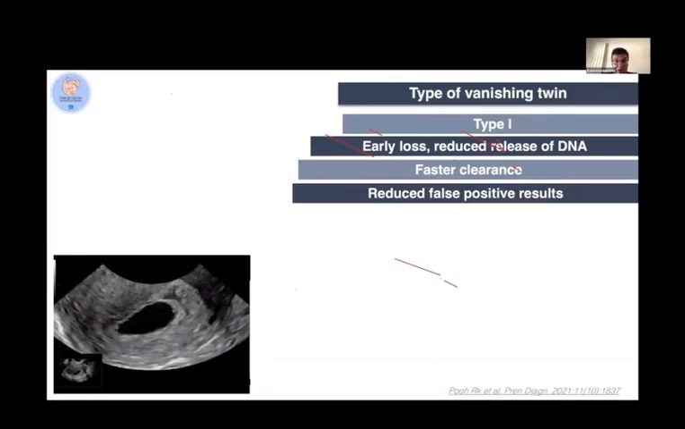And also the type of vanishing twin might have a potential implication in affecting the rate of false positive results. So we know that in type 1, in which they do not recognize any embryo, the fetal loss occurs in early gestation, there is a potentially reduced release of fetal DNA, a faster clearance, and reduced false positive results. So in type 1 compared to type 2, potentially the influence of vanishing twins in affecting the result from cfDNA is lower compared to type 2.